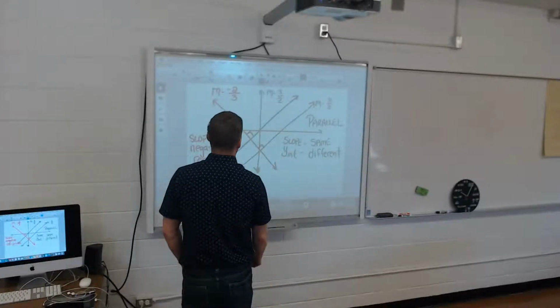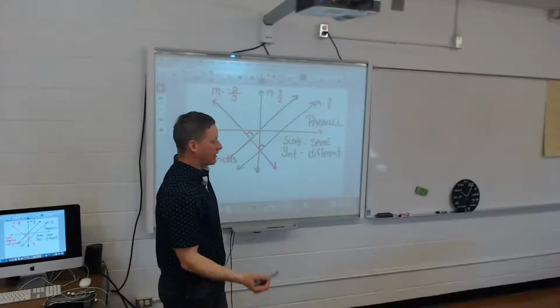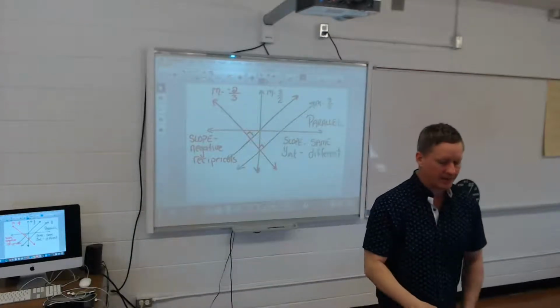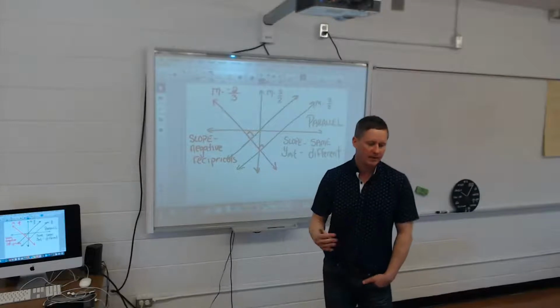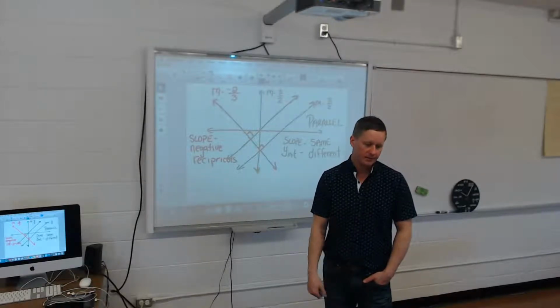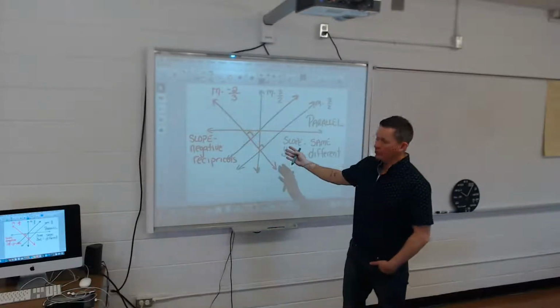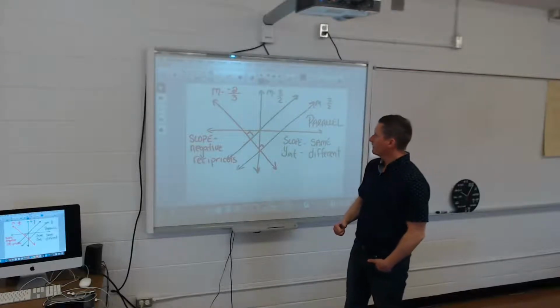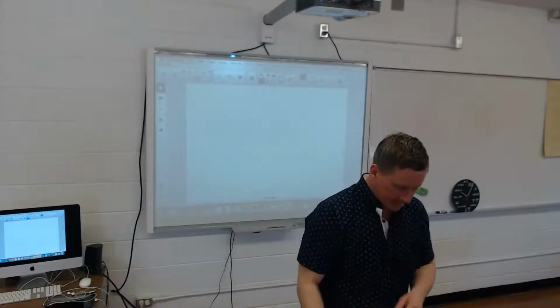They'll have an intersection point that goes through the same coordinate. So they'll have one coordinate that's the same. Now, it doesn't necessarily have to be the y-intercept. It can be any coordinate. Okay? So do we follow that so far, girls? Yep. All right.